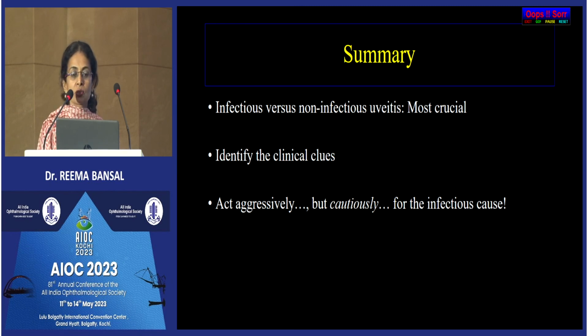So to summarize, infectious versus non-infectious uveitis, the clinical clues are most crucial, followed by our clinical examination and then history. So identify the clinical clues, pick them up in your clinic itself, and then work up the patient. We need to act aggressively but cautiously for the infectious cause, because if we are in a hurry and diagnose a non-infectious cause, we end up giving steroids, which may be a major blunder for an infectious cause.